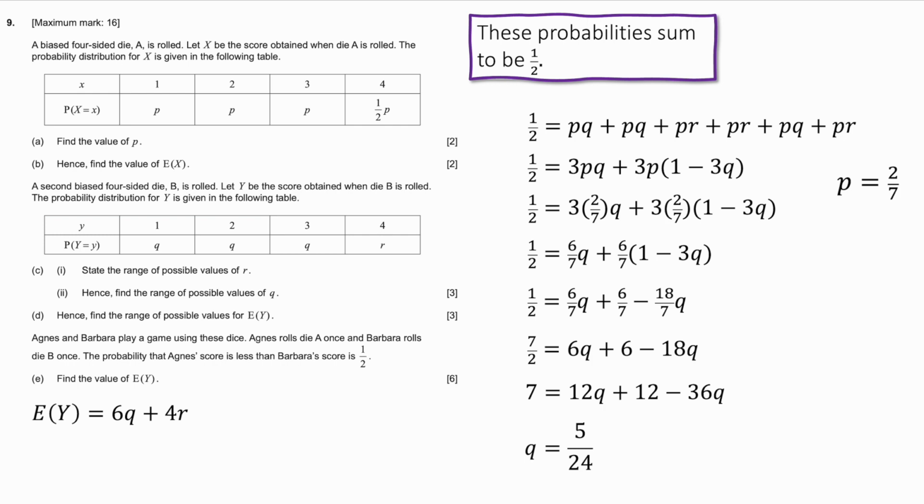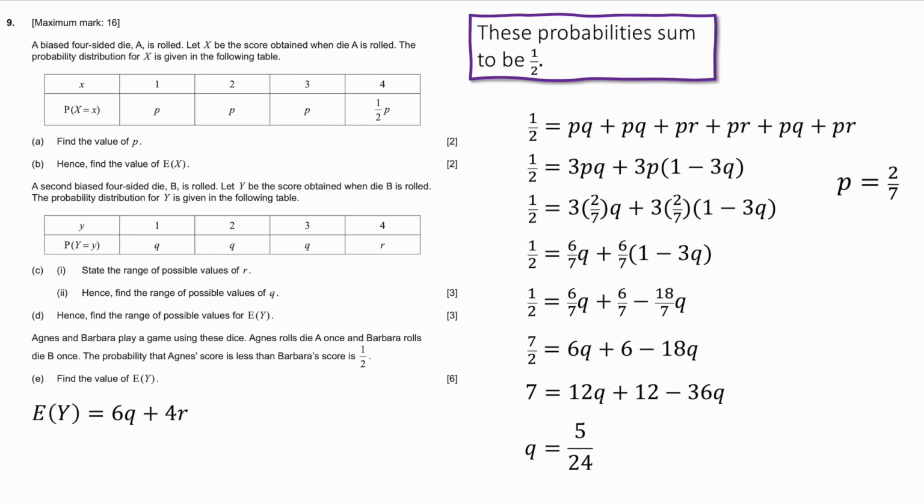Okay, a lot of nasty algebra there, but that's why it's a 6-mark question. So you can do that if you take your time and go step by step by step. If you rush there, you will make mistakes, so be careful. We're not quite there yet.